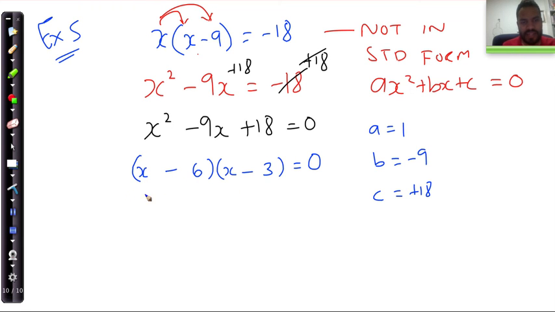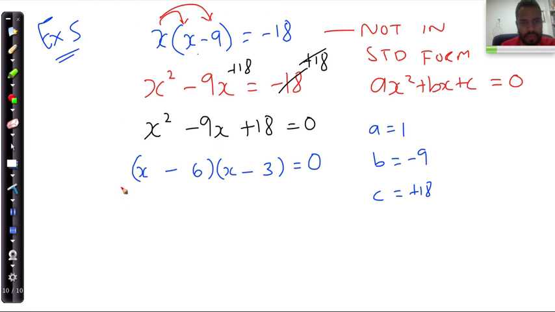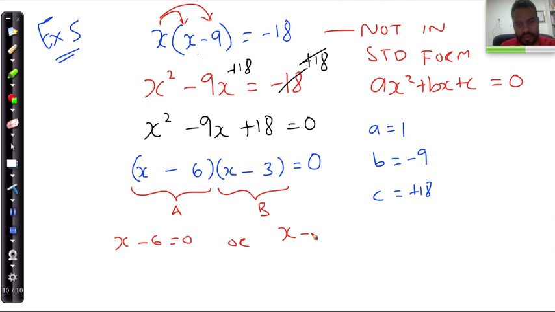And so now I can clearly see, based on the zero product property, that either this factor, the first one on this side, either this one is 0, or that one has to be 0. So that means that x minus 6 is equal to 0, or x minus 3 is equal to 0. That implies that x equals 3, and this implies that x equals 6. Okay, and there we go, example number 5.